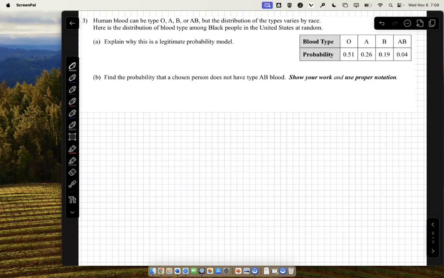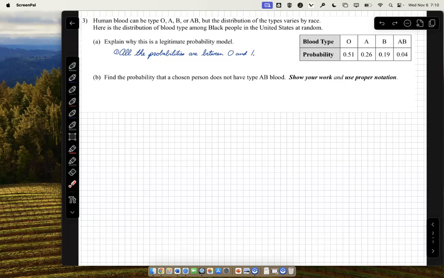Now in that case, when you're thinking about it, we had two different conditions that had to be checked in order for a probability model to be considered legitimate. The first condition was that all the probabilities had to be between two numbers, and probabilities are always between 0 and 1. So if we look at the distribution on the right side, all the probabilities are between 0 and 1, so it meets the first condition.